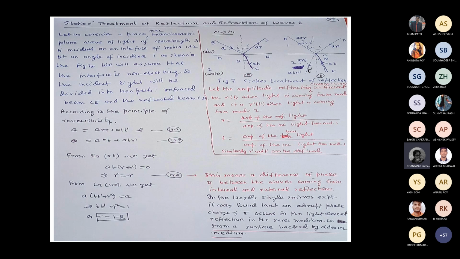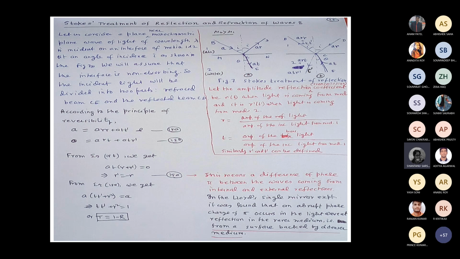So this means a phase difference of pi between the waves coming from internal and external reflection. We can say that when the light is incident from medium 1, it is internally reflected, whereas when the light is incident from medium 2, it is externally reflected. That is, R dash is the amplitude coefficient. So there is a phase difference of pi between internal and external reflection. And in the Lloyd's single mirror experiment, it was found that an average phase change of pi occurs in the light wave at reflection in the rarer medium, that is, from a surface backed by the denser medium.